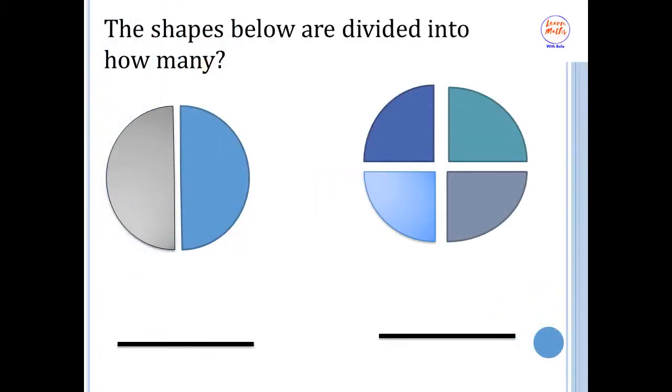Now let's do some activities before we go into the core of what fractions are. The shapes below are divided into how many parts? Let's start with the first one. 1 and 2. So the first shape is divided into 2 parts, and the second one is divided into 1, 2, 3, 4. So it is divided into 4 parts.